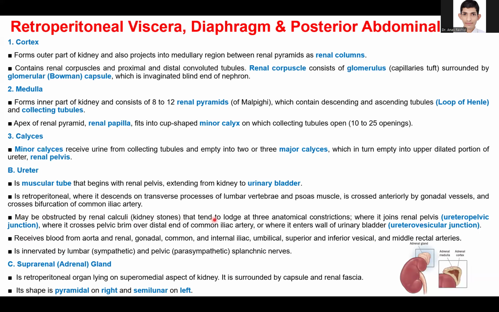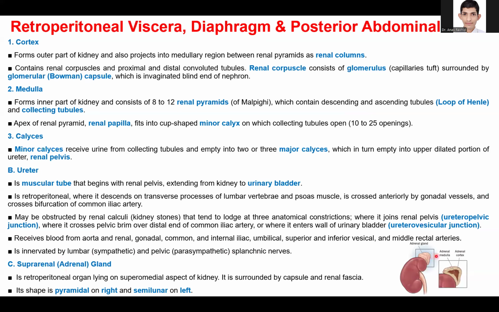Kidney stones tend to lodge at 3 anatomical constrictions: where it joins renal pelvis, the ureteropelvic junction, where it crosses pelvic rim over distal end of common iliac artery, or where it enters wall of urinary bladder, that is ureterovesical junction. Receives blood from aorta, renal, gonadal, common and internal iliac, umbilical, superior, inferior vesical, and middle rectal arteries. Is innervated by lumbar sympathetic and pelvic parasympathetic branching nerves.